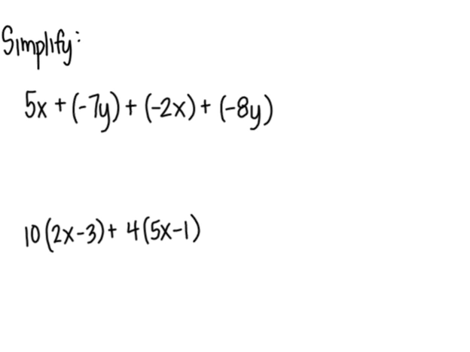So far we've added whole numbers, we've added decimals, and now we're going to add variable terms. When you add variable terms, remember they have to be alike. In this first one, I have a 5x plus negative 7y plus negative 2x plus negative 8y. I'm going to add the x's together. So 5x plus negative 2x would give me 3x.